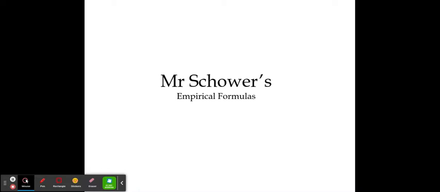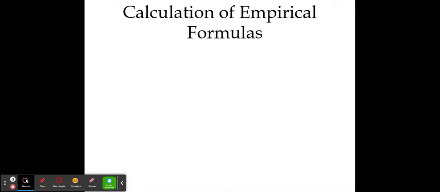Now, percent composition is a good thing to understand. If you don't understand what percent composition is, I would go back and watch a video on percent composition before you start this, because it's pretty much how this empirical formula calculation goes. All right, so let's get started without further ado.